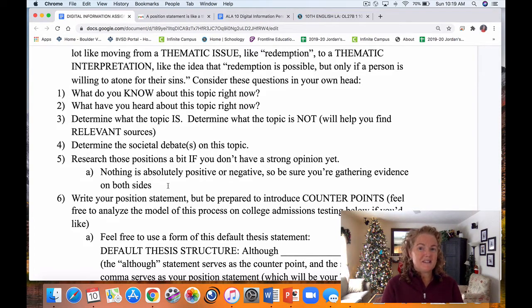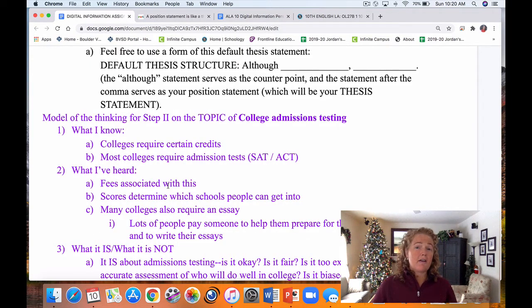But when you write your position statement, I need you to be ready to also address the counterpoints or the counter argument so that your essay encompasses both your argument and the counter arguments or the other side of the issue. All right, I've provided a very rough draft of a possible default thesis statement that will get your counterclaim and then your claim. And it's just although blank, blank. So I have in purple below a full example, and we'll just walk through that together.